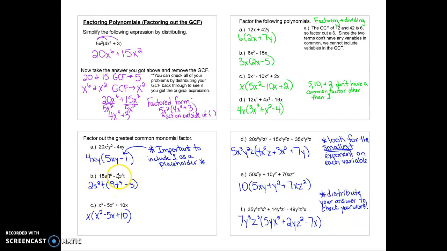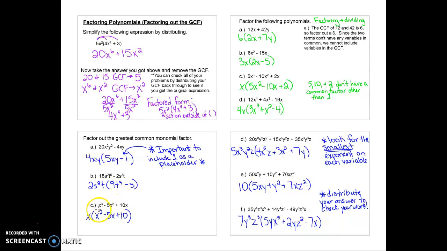Then in your second monomial, 2 divided by 2 is a 1, so it's gone. S to the 3rd divided by s squared leaves you with an s to the 1st power, and your t's completely cancel. So in this case, all you have left over is an s. That's okay if the other pieces cancel, but you still have to keep that minus s there.